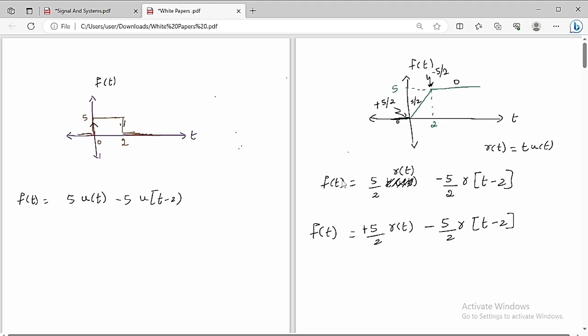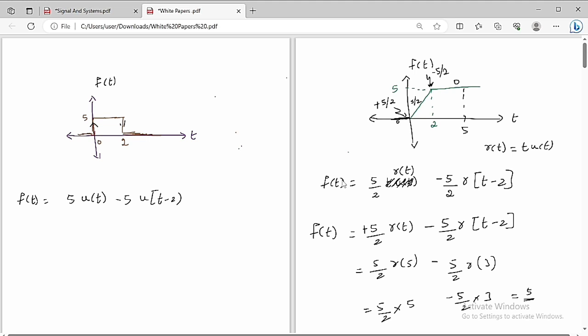Suppose if you have a small doubt, you can check. Suppose if t is equal to 5, what is the value? Let us see here. 5 by 2 r of 5 minus 5 by 2 into r of 5 minus 2, is equal to 3. So r of 3 is equal to 3 into u of 3 is equal to 3. So minus 5 by 2 into 3. R of 5 is nothing but 5. So you simplify. 5 by 2 is common. 5 minus 3 is nothing but 2. So 5 by 2 into 2, the 2 cancels. We are going to get value 5. Same thing, at t is equal to 5, its value is equal to 5.